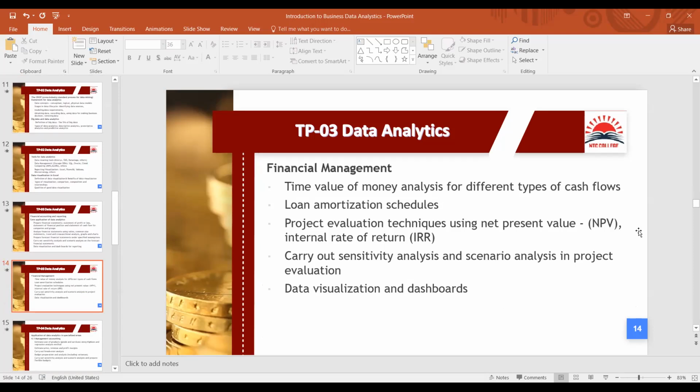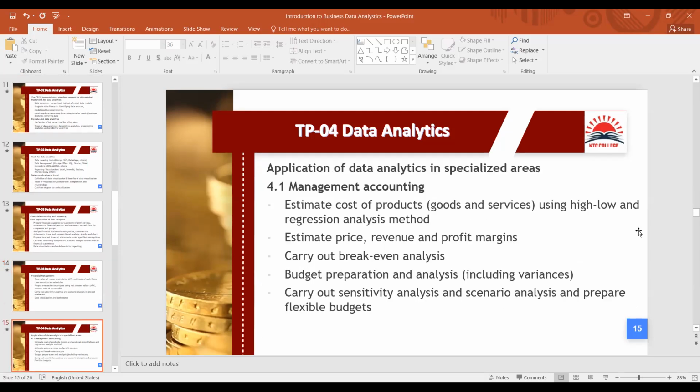There's also the financial management bit, that is the time value for money, the loan amortization schedule, project evaluation, and also carrying out sensitivity analysis and scenario analysis in project evaluation. Data analytics is actually critical, especially when you are managing projects and you really want to get more insights on how to carry that out.